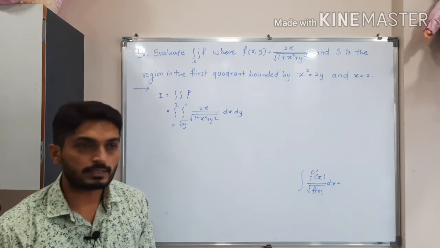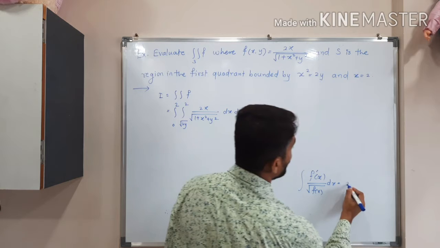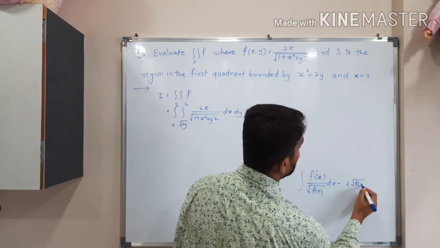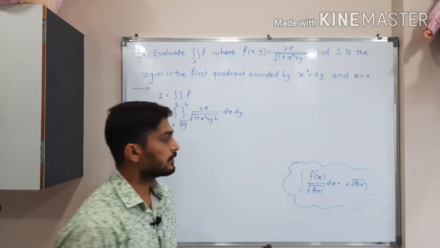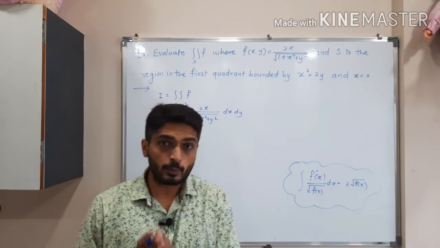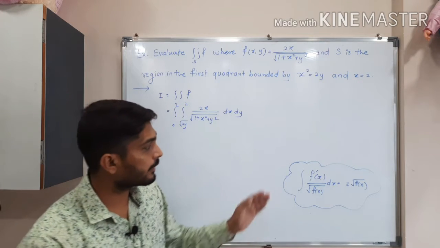Will you tell me what is it? So it is equal to 2 root f of x. This is a formula. Okay, see, that means whatever is inside the square root, its derivative we should get at the numerator.